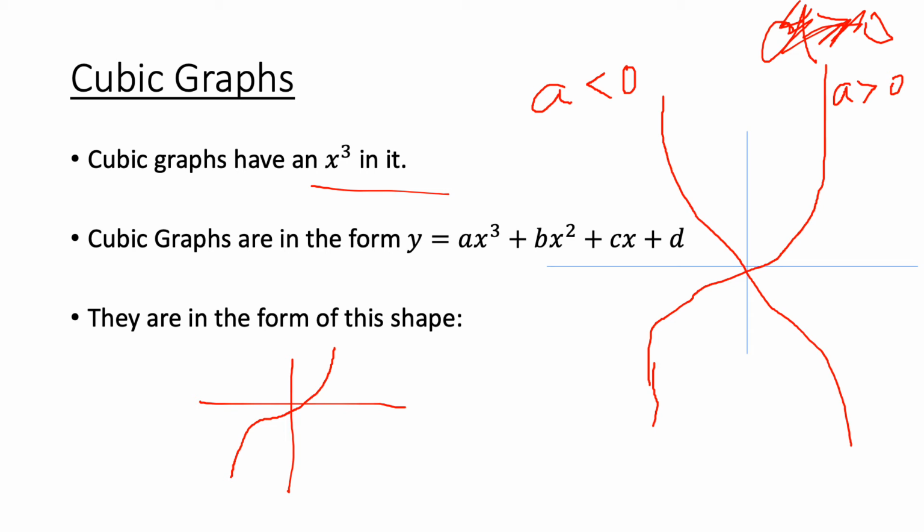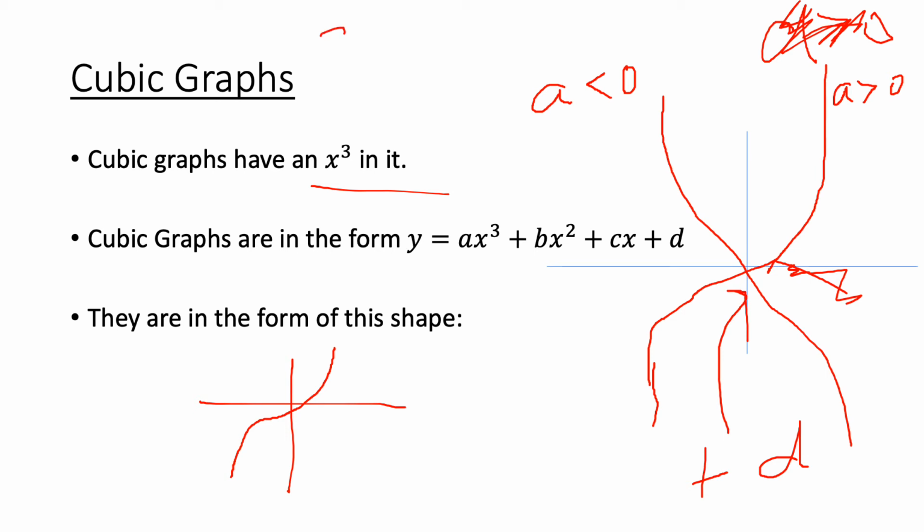I hope that made sense so far. The plus d is where it crosses the y-axis, sorry, poor drawing today. Apologies about that. That's going to be my plus d. The a, b, and c determine how steep or shallow my curve is. The bigger a, b, and c are, the steeper the graph will be, if that makes sense. So that is cubics.